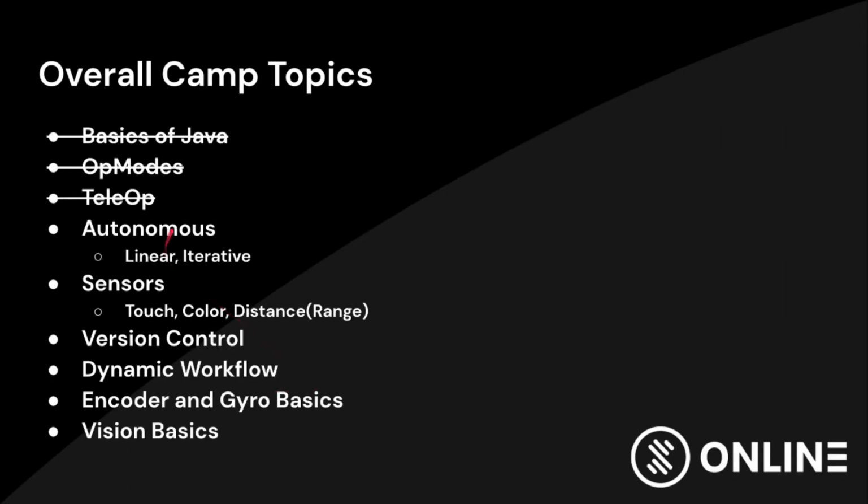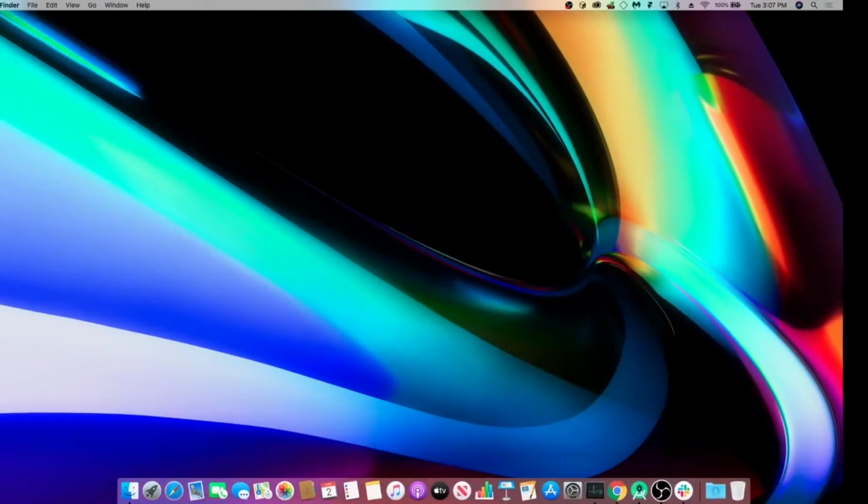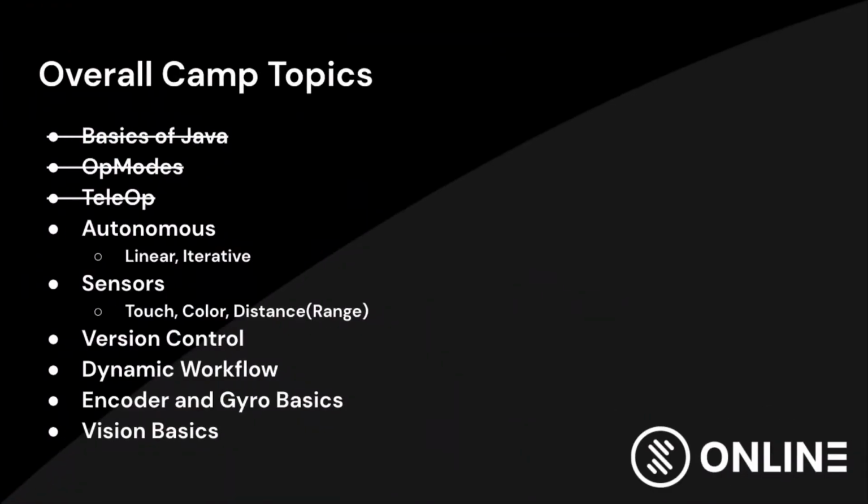So overall camp topics: we have the basics of Java, op modes and op mode design, teleops, and autonomous with linear and iterative, and we're going to go over what all these are. We're going to talk about sensors, the main 3: touch, color, and distance. We're going to talk about version control, something we like to call a dynamic workflow, encoders and gyro basics, as well as vision basics.